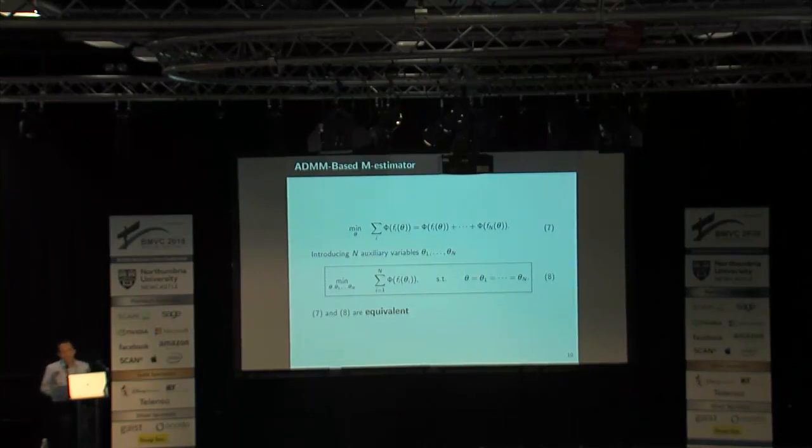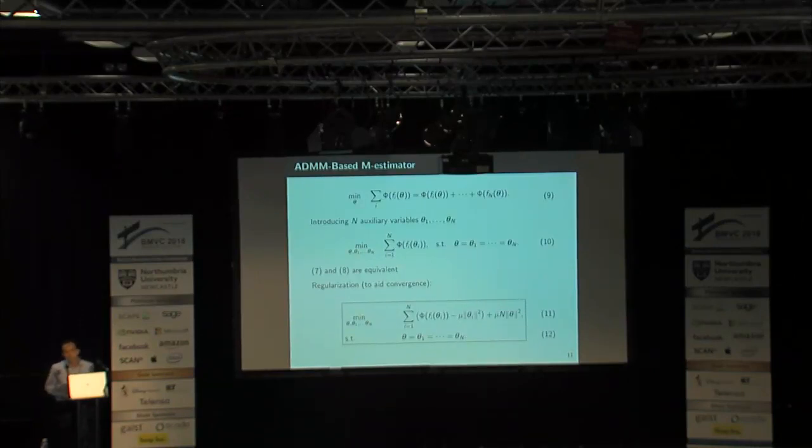Now, in order to apply ADMM to our problem, we need to introduce n auxiliary variables, theta 1 to theta n, which correspond to the n observations that we have. Now, we have turned our original problem 7 into a new constrained optimization problem 8, where the constraint is the coupling constraint to make sure that the auxiliary variables that we introduce must converge to the same original variable theta that we have. And note here that 7 and 8 are totally equivalent.